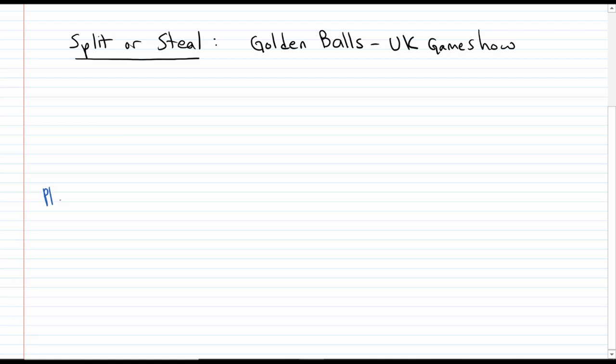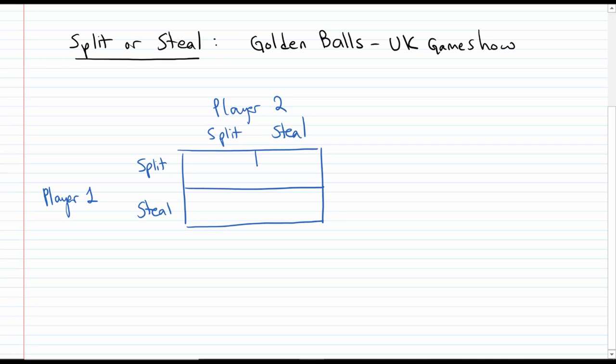So let's say we have player one here, and they can choose to split or steal. We had player two, who again could choose to split or steal. Now let's just write out the payouts, but only to player one. So if they both split, then how much money would player one make? They'd make three. If player one chose to split, but player two chose to steal, player one got nothing. If player one chose to steal instead of to split, they would get six. And if player one chose to steal, but player two also chose to steal, they'd both get zero. So this is what the payoff matrix looks like to player one.